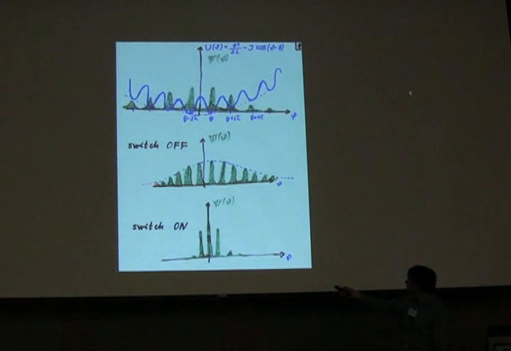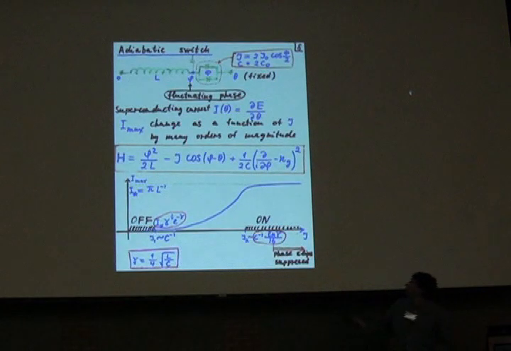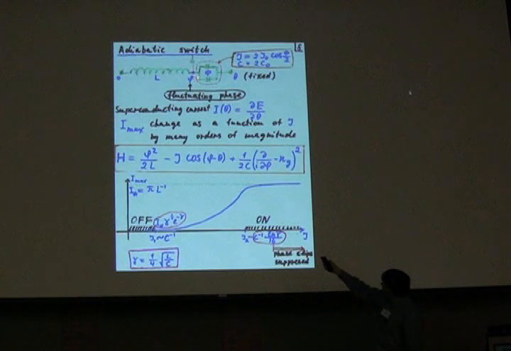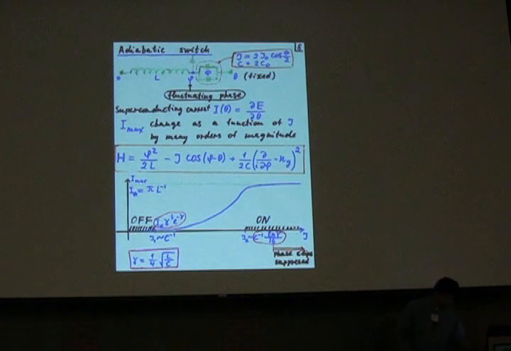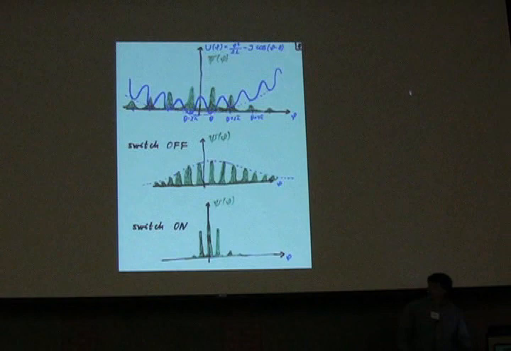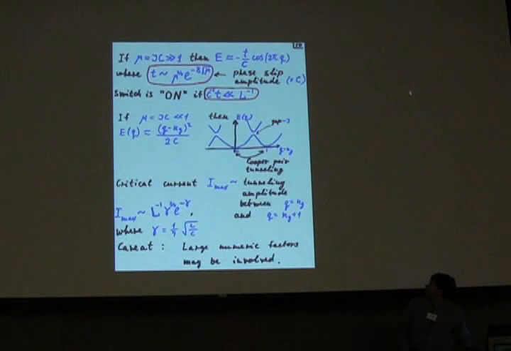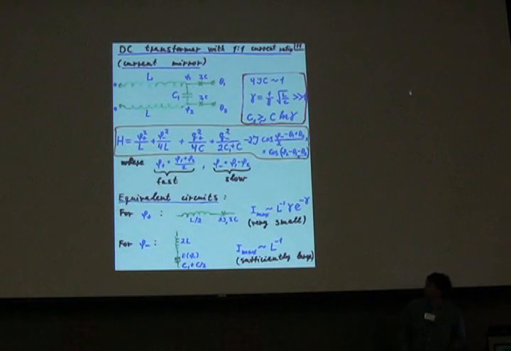So, when the switch is off, the wave function spreads out over many minima, meaning that the phase fluctuates strongly. And in the opposite regime, the phase will be locked to one or two minima, which means that this phase phi inside the device will be locked to the external phase. And the current will be determined by the inductor only. Quantum fluctuations can be neglected. So, again, there is some theory how to calculate that current. It's not so important.